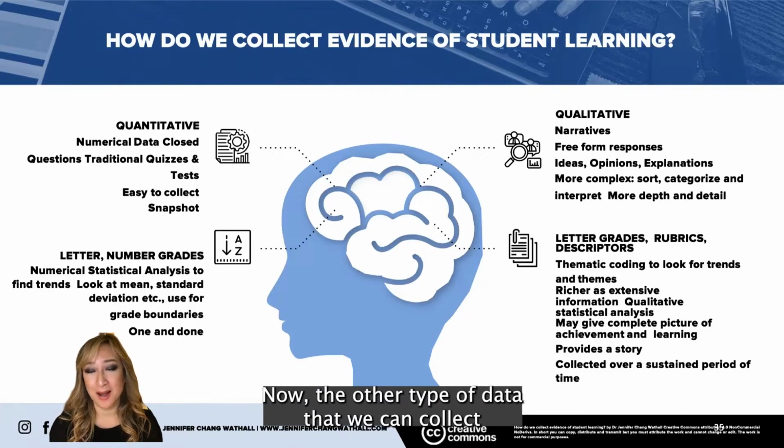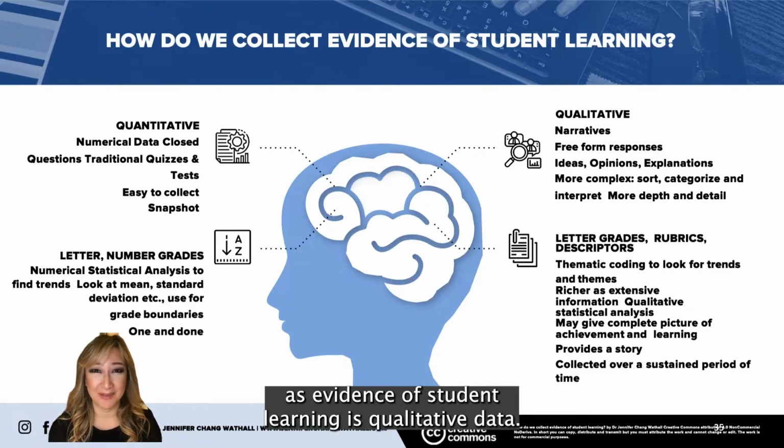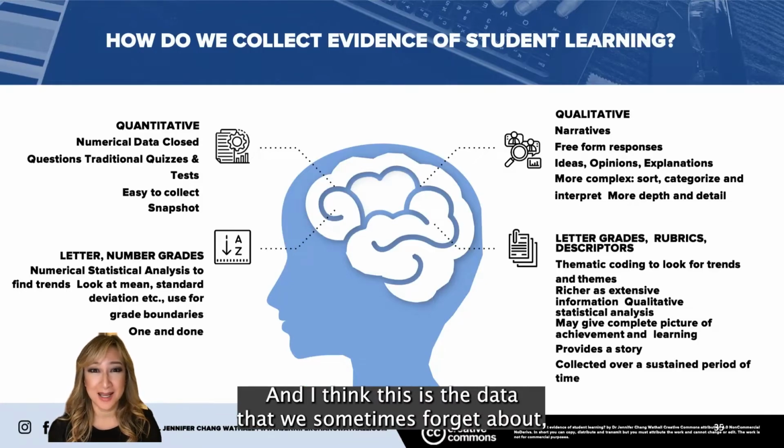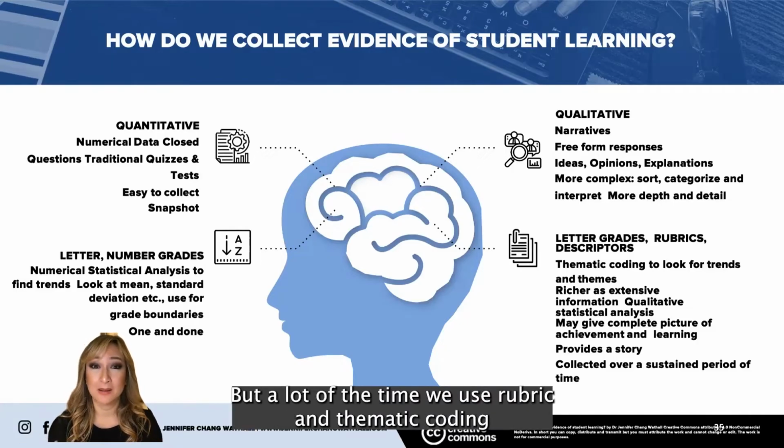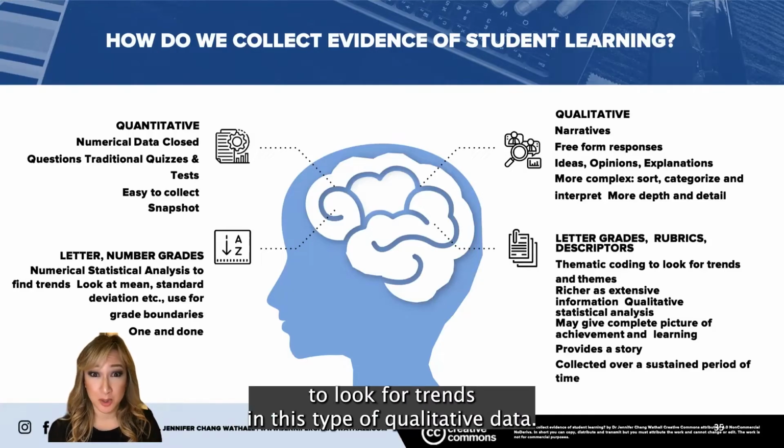Now, the other type of data that we can collect as evidence of student learning is qualitative data. And I think this is the data that we sometimes forget about. And in qualitative data, it can be sometimes graded, but a lot of the time we use rubrics and thematic coding to look for trends in this type of qualitative data.